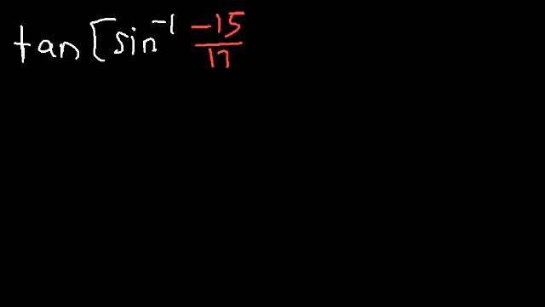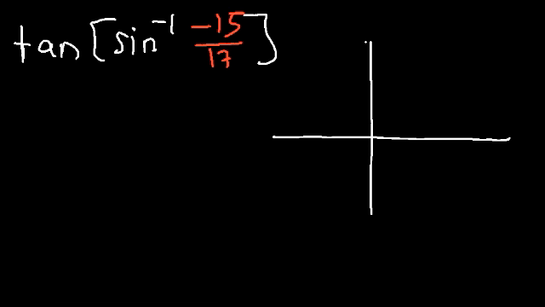So now it's your turn. Try this one. Tangent inverse sine negative 15 over 17. So notice that we have a negative value, negative 15 over 17. And inverse sine is negative in quadrant 4. Even though sine is negative in 3 and 4, inverse sine does not exist in quadrant 3. Therefore, we should draw the triangle in quadrant 4.